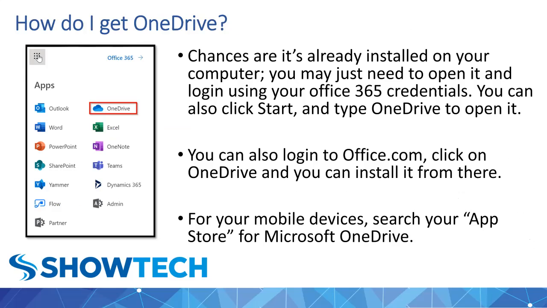So how do you get OneDrive? Chances are if you're running Windows 10, you already have it. You just may have to log into it. So all you have to do is click on the Start button, type in OneDrive. If you've not used it before, log in with your 365 credentials, and away you go. If for whatever reason you can't find it, go to office.com, click into OneDrive, and in the lower left-hand side, there's a place to say Download OneDrive.